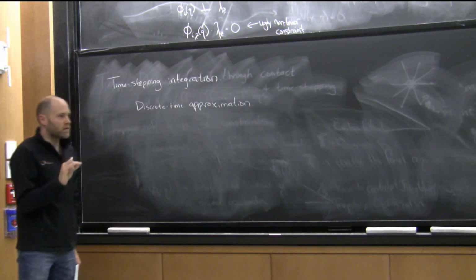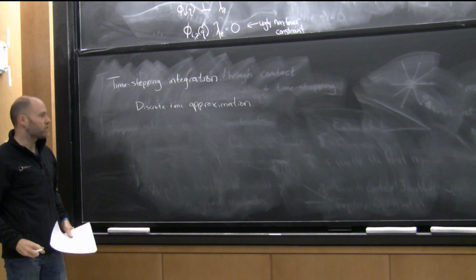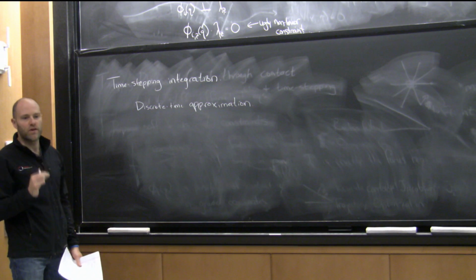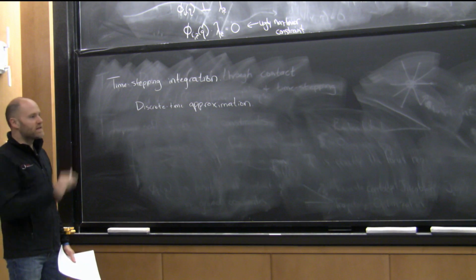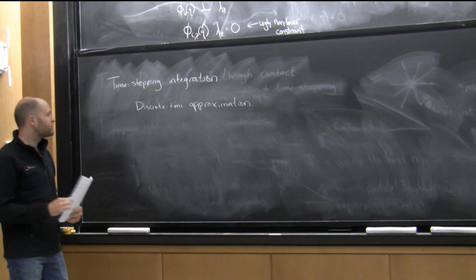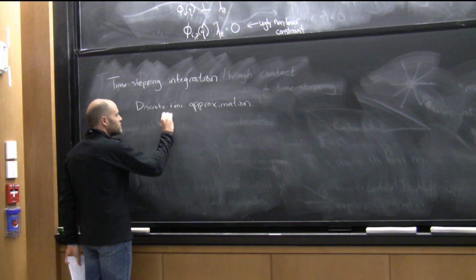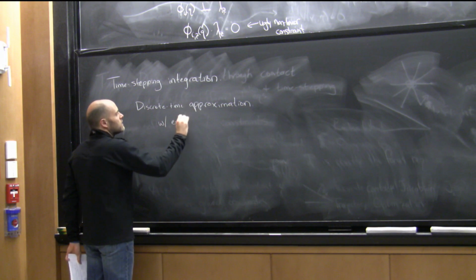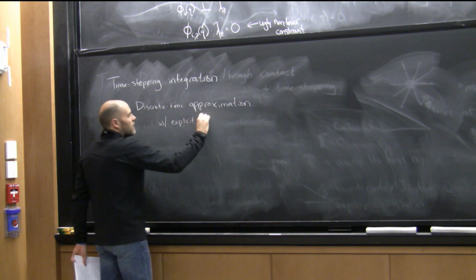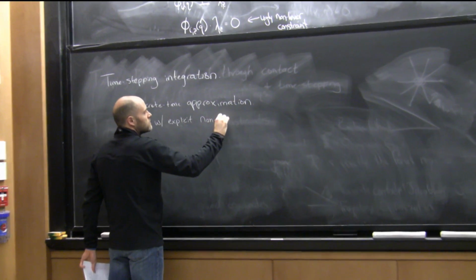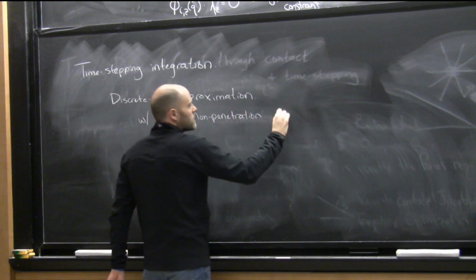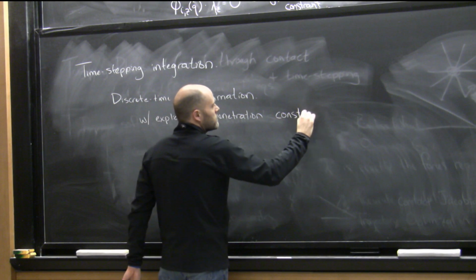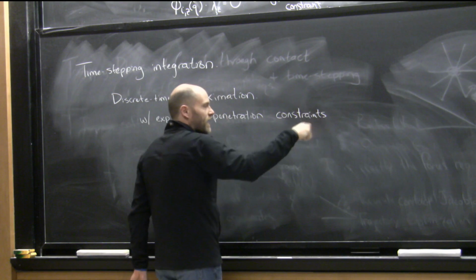Okay, we've done that. There's a couple of ways we can do that. For instance, you could do Euler integration. You could do higher order, more accurate integration. But in order to try to avoid these penetration issues, we're going to do explicit non-penetration constraints enforced on every dt.